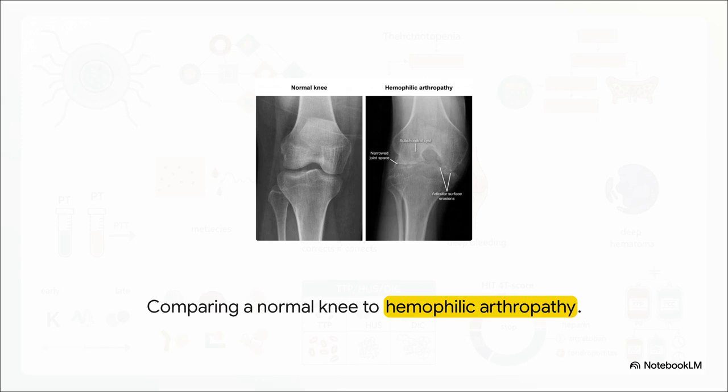Jumping back to deep tissue bleeding, check out this radiograph showing hemophilic arthropathy. You can see the narrowed joint space and subchondral cysts. This is a super painful classic complication of hemophilia A or B. They present with a prolonged PTT, but a totally normal platelet count. If you did a mixing study here, it would correct to normal because it's a factor 8 or 9 deficiency, which you treat with targeted factor replacement.